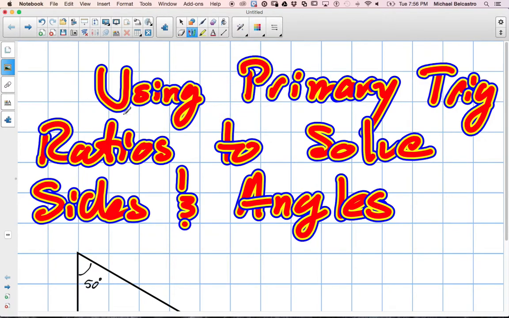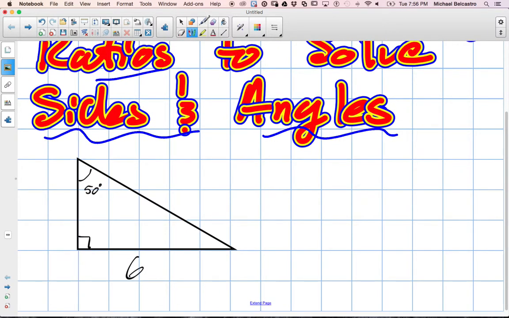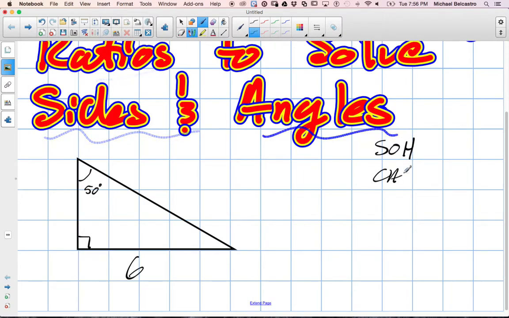We are going to use primary trig ratios, which is SOHCAHTOA, and we're going to solve sides and angles of a triangle, or specifically a right angle triangle. Okay, so we already know that our ratios are SOHCAHTOA, and because sometimes it can be hard to tell which one you're going to use, we're going to set all three up every single time we're trying to find some information, and we'll see by deduction that you can really only use one at a time.